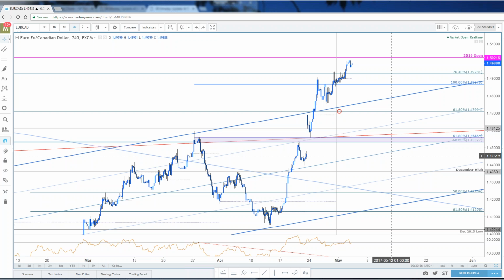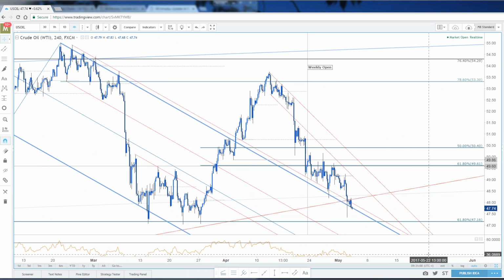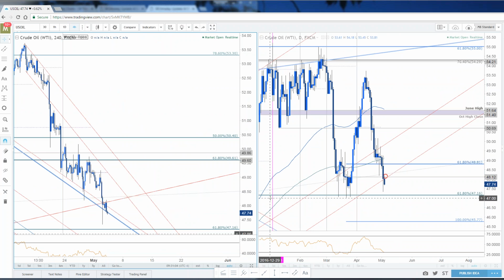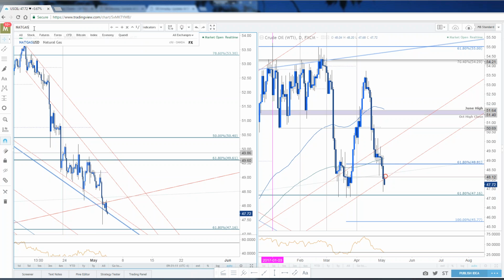Karthik, WTI. Here's what crude looks like as far as prices are concerned. Oh, we covered that already. So we did that. EuroCAD. We got nat gas. Nat gas is for Vlad.